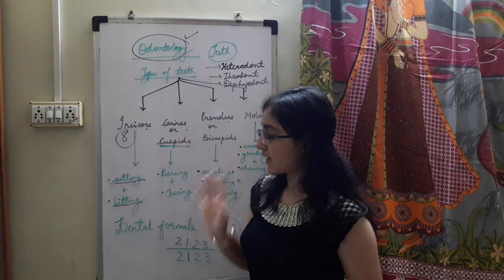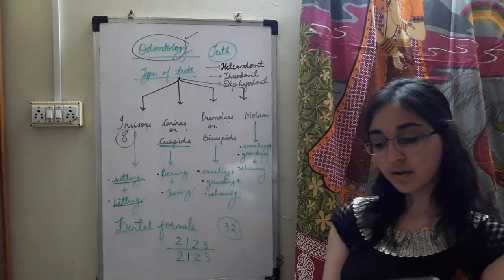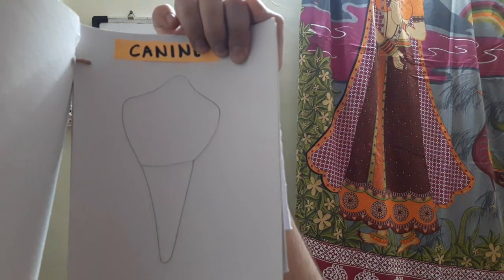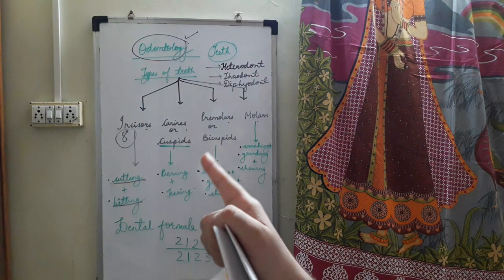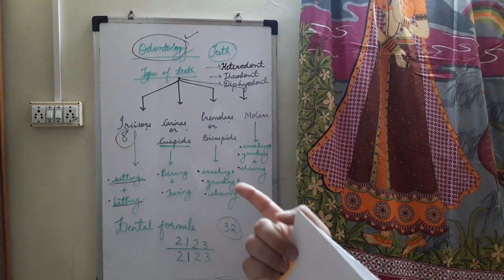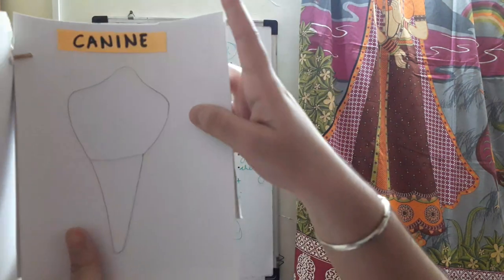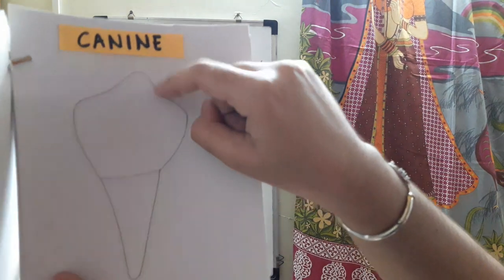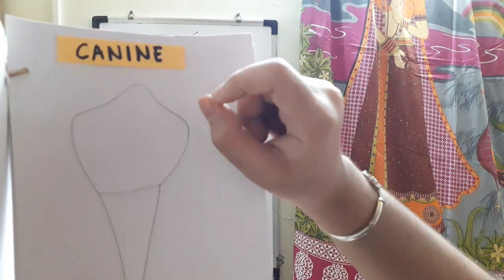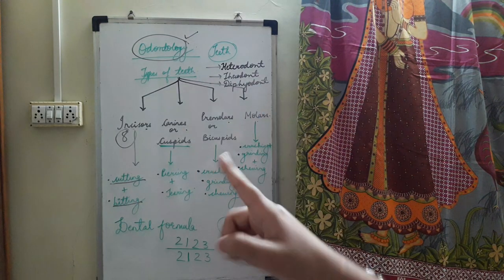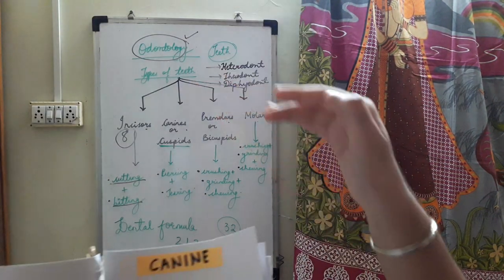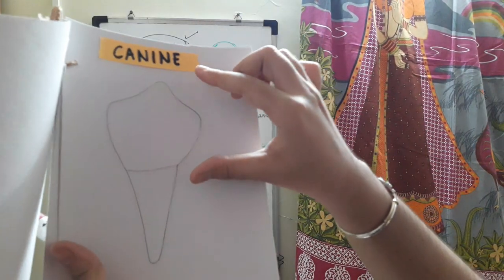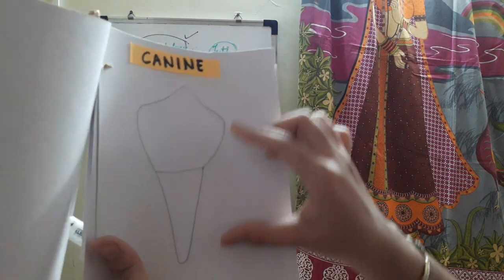Next, we have canines. This is the structure of a canine. Can you see there, I have written cuspid. Why have I written cuspid? If you look here, there is a pointed structure. This single point is known as a cuspid. So I have written here canine or cuspid. Again, it has a crown with one single point, and it has one root. So this is a canine.